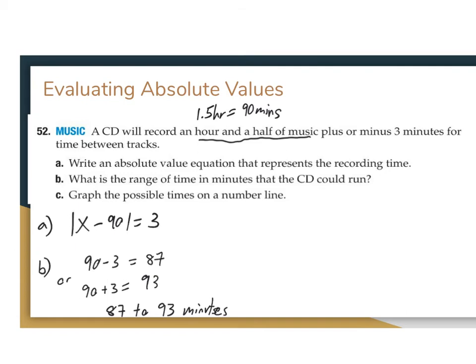And then graph them on a number line. So again, on our number line, I'm going to start here at 85, then 90, and 95. If we're looking for 87, 87 should be somewhere here, and 93 should be somewhere there. So that is how we would graph the possible times.